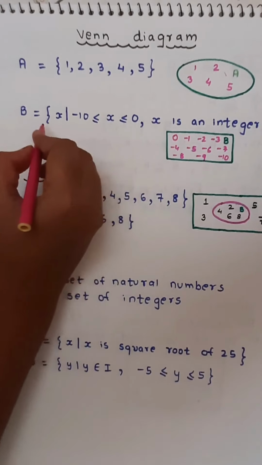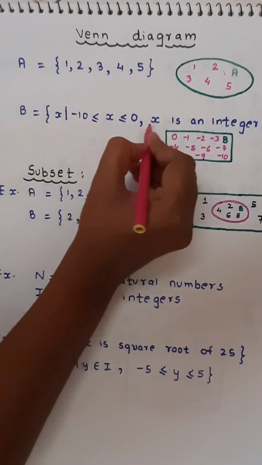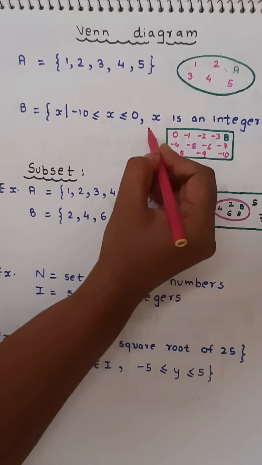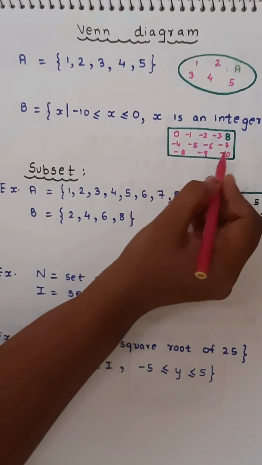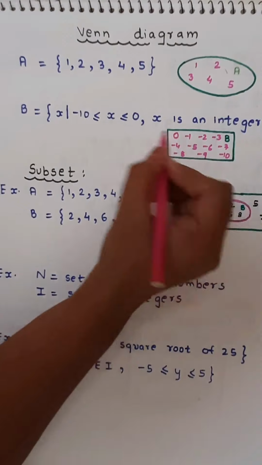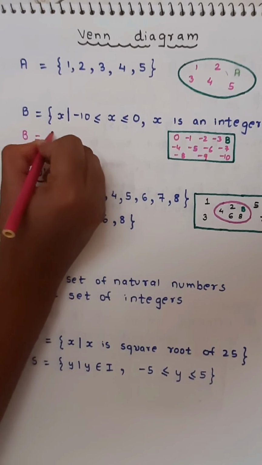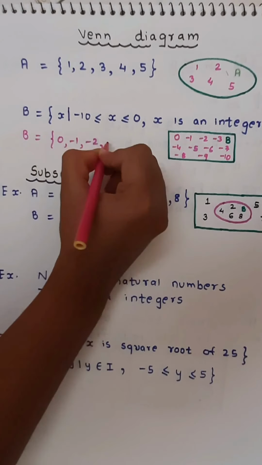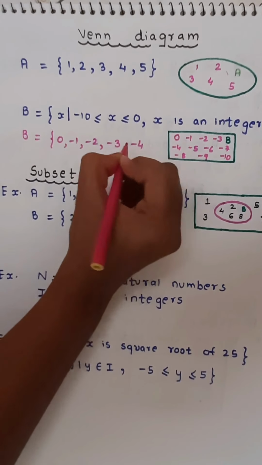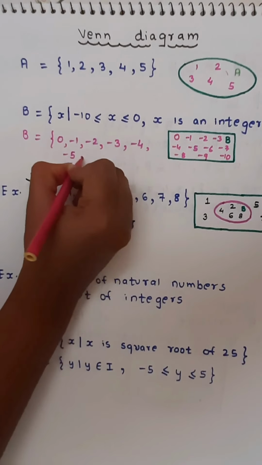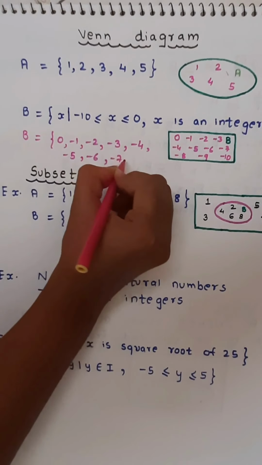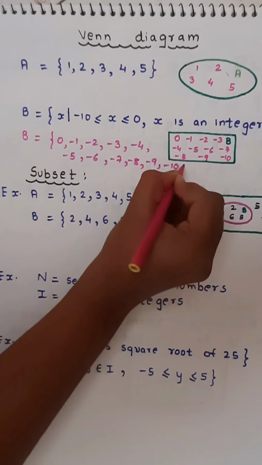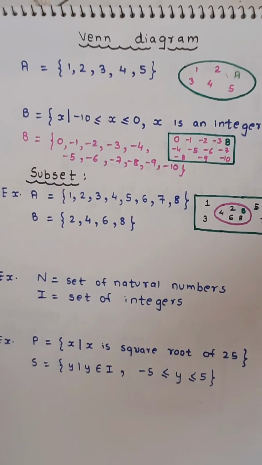Okay, so sometimes a question like this will also be given. It can be in the listed form or in this set builder form, and you have to list it. So simply B is equal to, what are those? 0, minus 1, minus 2, minus 3, minus 4, minus 5, minus 6, minus 7, minus 8, minus 9 and minus 10. So all these elements will be included.